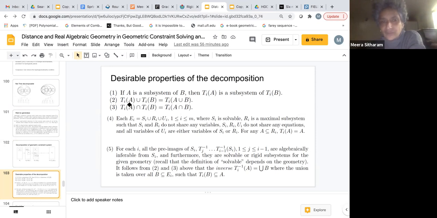And if you apply this transformation to two different subsystems, it's the same as applying the transformation to the union of those subsystems. The same holds for the intersection of these subsystems, where by intersection I mean induced. So if you have a subsystem and another subsystem, the intersection would be a subset of equations that belongs to both of the original subsystems, supported on a set of variables which also belong to the original subsystems. That's what I mean by union and intersections of subsystems.